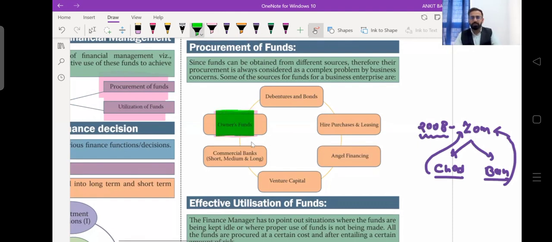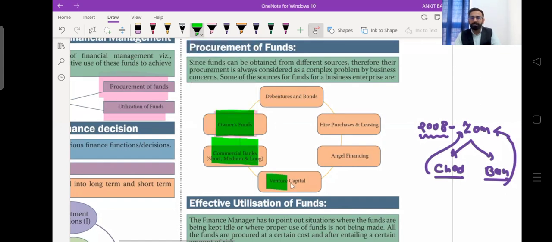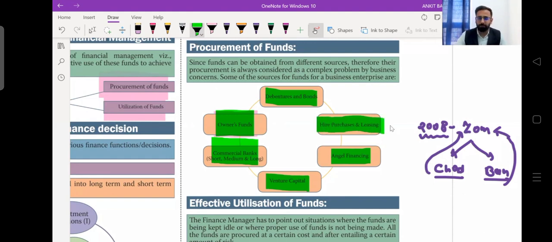So how will you be arranging the fund for your business? It can be owner's fund, or it can be commercial banks. You can borrow a loan from banks or financial institutions, or you can search for investors. They are also known as venture capital or angel financing. Or you can issue debentures and bonds. And let's suppose you are not capable of buying any asset, then you can take it on lease also. So these are the sources of funds.